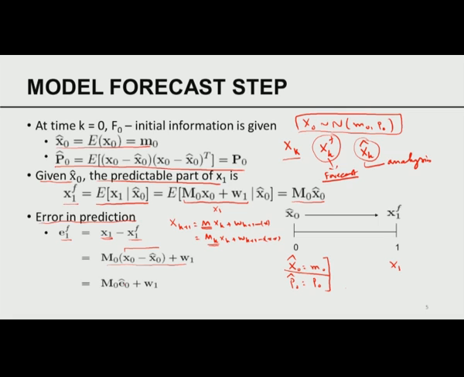So now I get a recurrence relation for the evolution of the forecast error. Now look at this, it's a beautiful expression. The forecast error at time 1 is m naught times the analysis error at time 0 plus w1. The analysis error in the previous step is going to dictate the forecast error in the next step. That is how the analysis and the forecast are related.